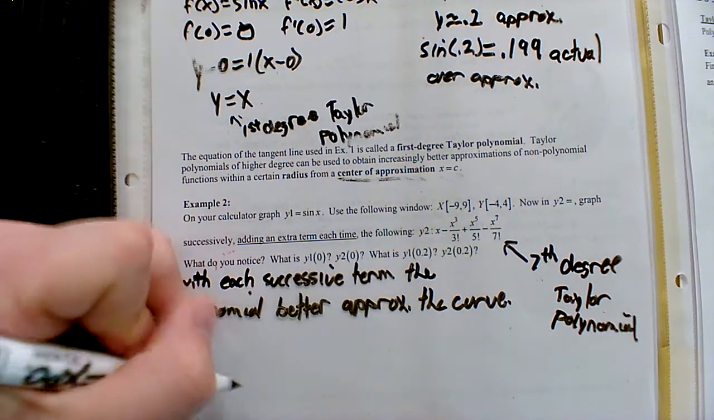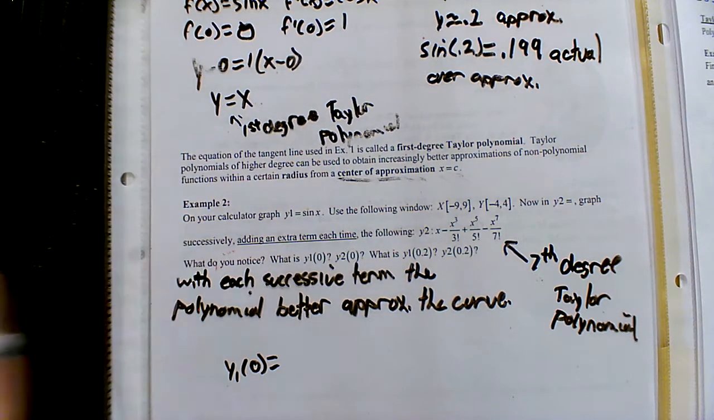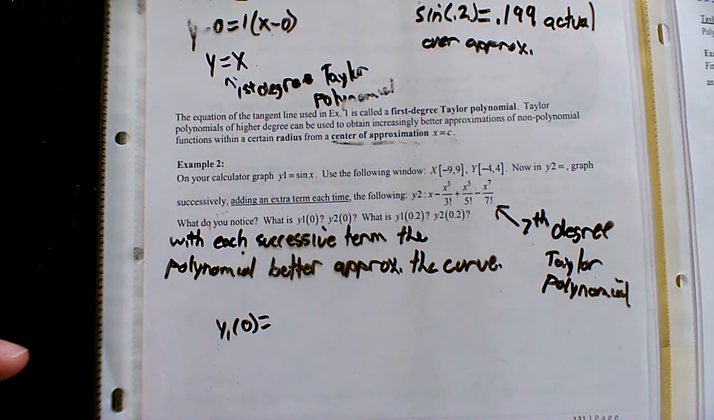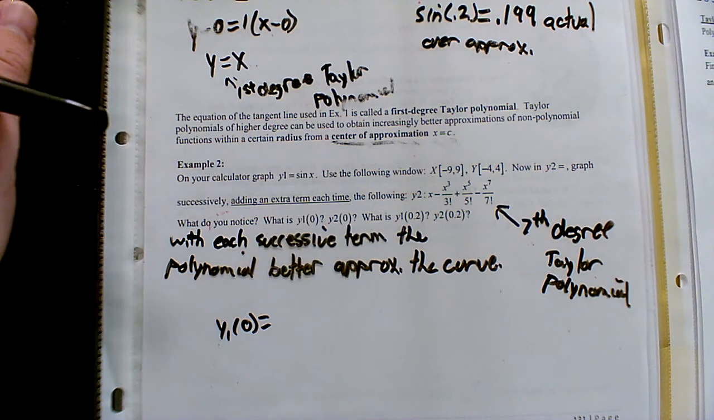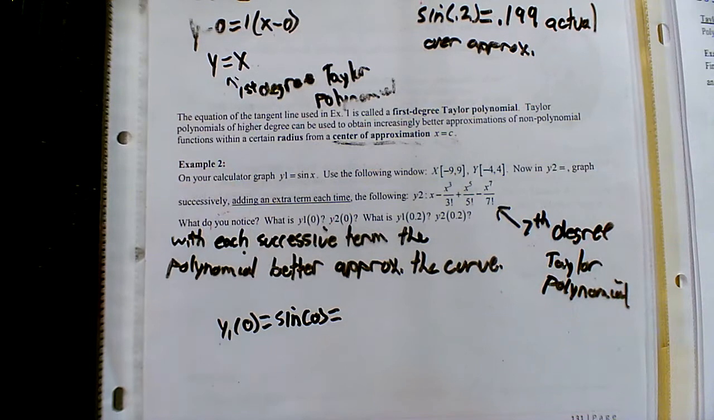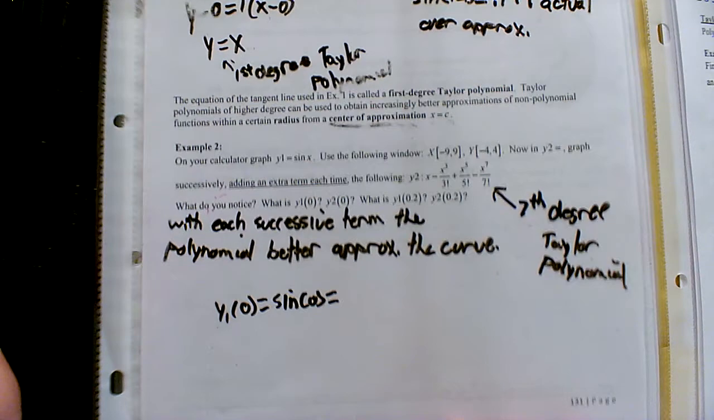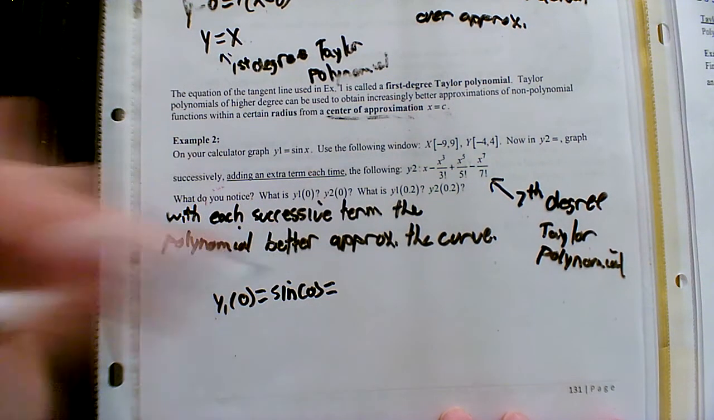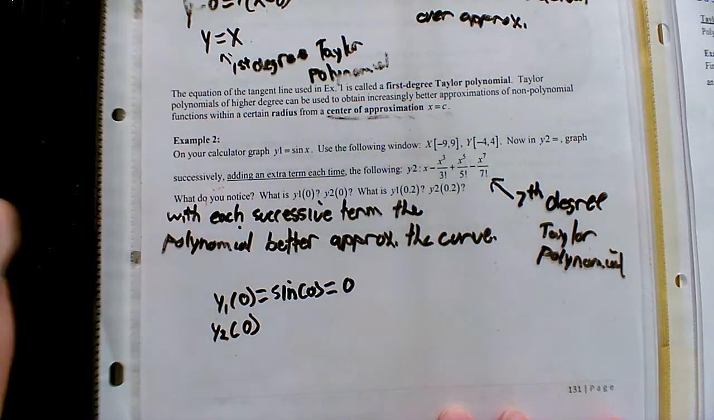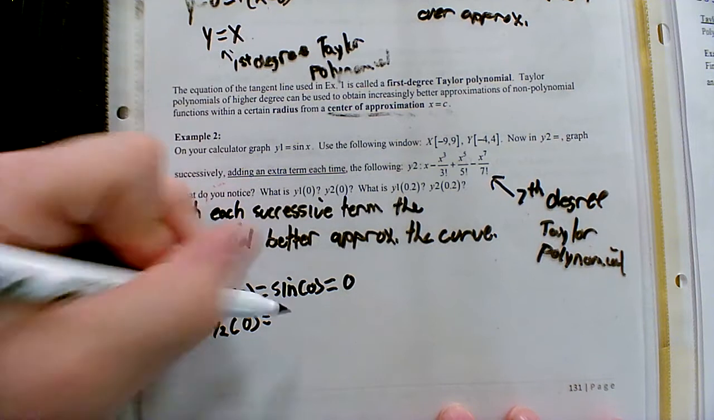Okay, so let's go on to answer the questions then. So y1 of 0. Well, y1 is what? What's our y1 function? Think about what we plugged in the calculator. We had y1 and y2. What was the y1? What function did we plug into our y1 key in the calculator? Yeah, sine. So we're asking what is sine of 0. And sine of 0 is what? 0.